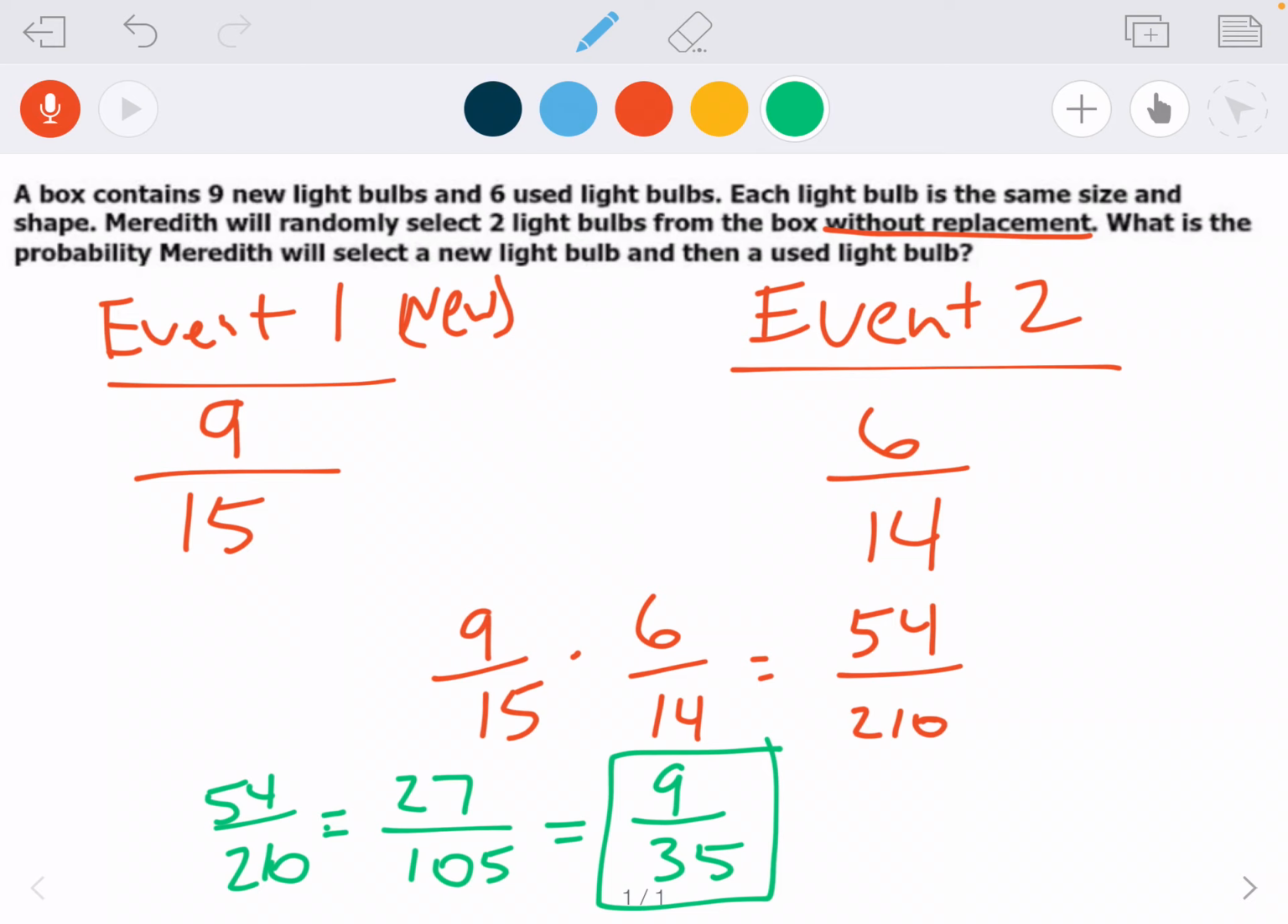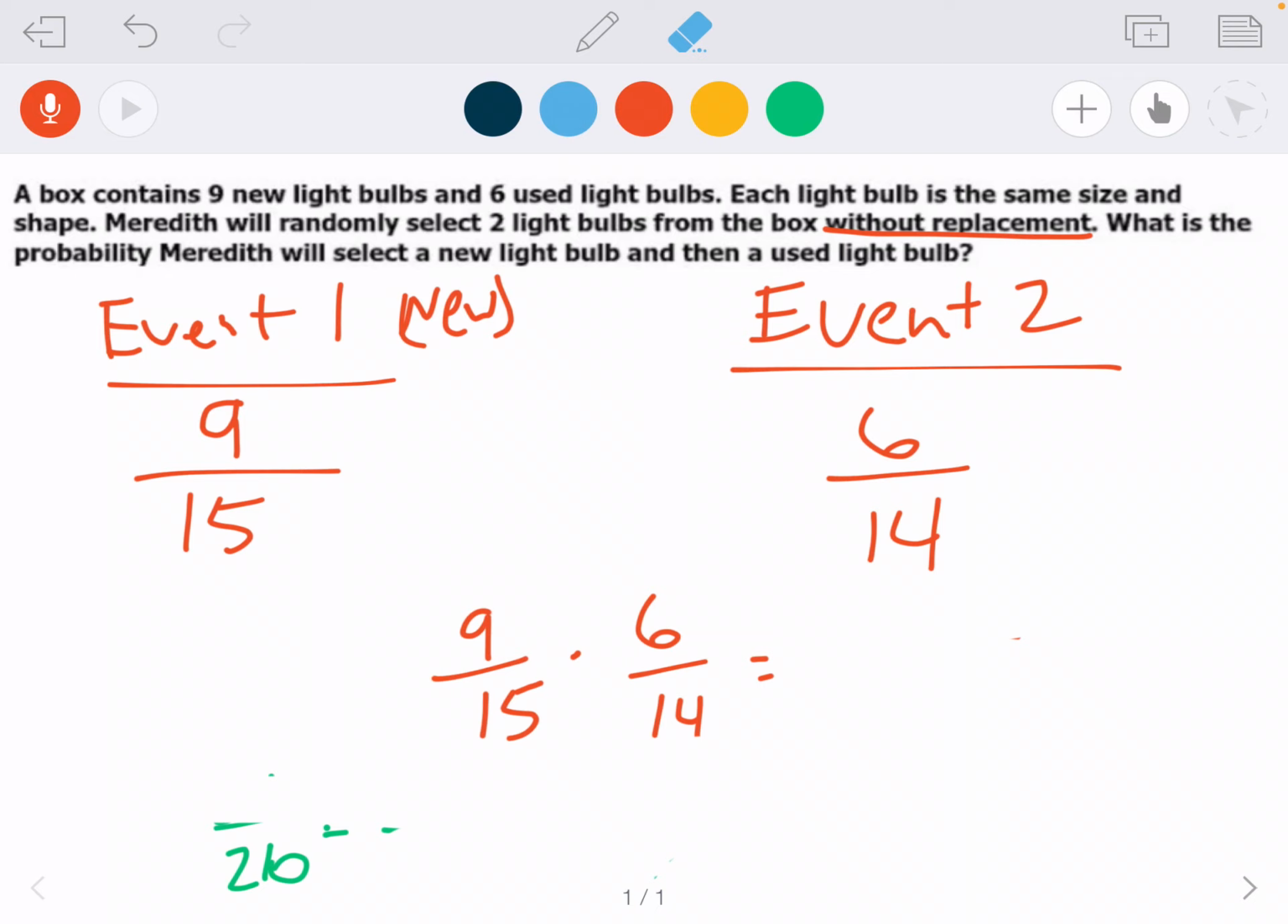So that's one way to do it. The other way to do it is, 6 over 14, you could reduce that from the start. Same thing with the 9 over 15. 3 goes into both of those. So 9 over 15 is really 3 over 5 because 3 goes into both of those. And with the 6 and the 14, 2 goes into both of those. So if we reduce 6 over 14, that would be 3 over 7. So now when we multiply these together, it's already going to be reduced. 3 times 3 is 9 over 5 times 7 is 35.